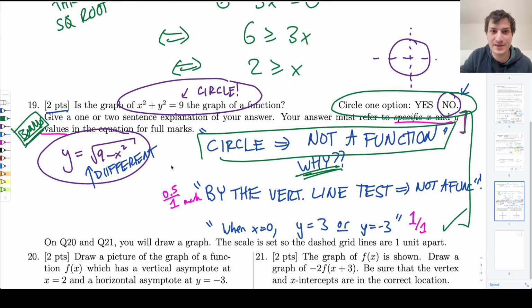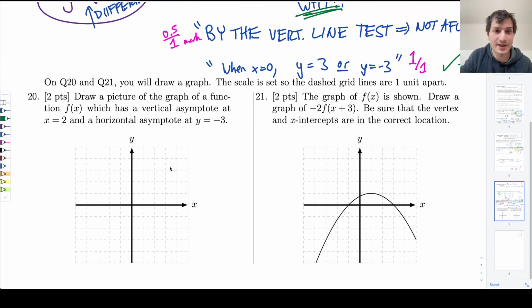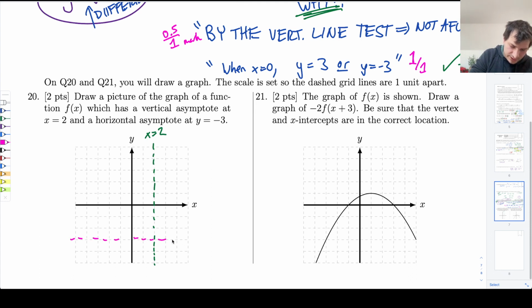Okay, last 2 questions on the exam had you drawing pictures. And one of them was really well done, and one of them was less well done. Let me see how people did. Okay, yeah. So this one, people did great. Draw a function with a vertical asymptote at x equals 2, and a horizontal asymptote at y equals minus 3. And all you had to do was draw a function that has these two as their asymptote.